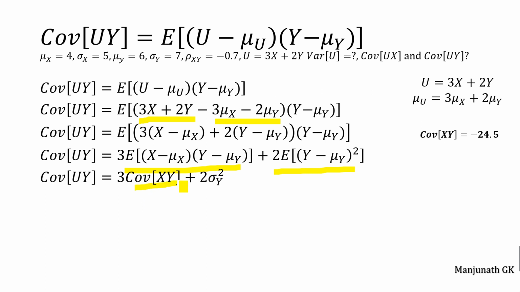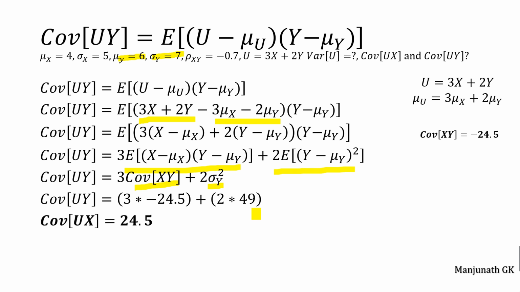We know this is a definition of variance of y and it is covariance of x and y. We have calculated a covariance of x and y, and a variance of y is given. It is given as a standard deviation, so that variance can be calculated by squaring it. 3 into minus 24 and 2 into a standard deviation, it is 7 here. 7 square, it is 49. Do the simplification, we will get 24.5.